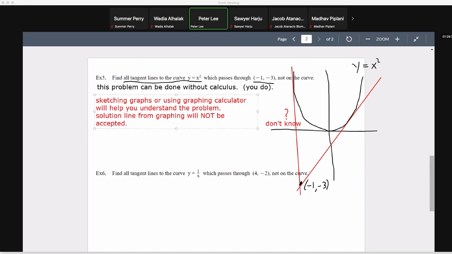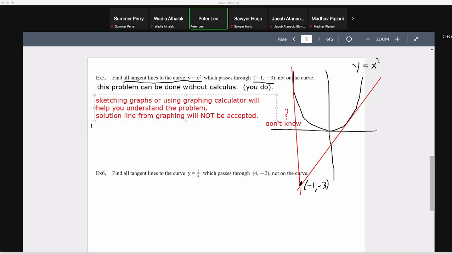The reason why I don't accept that is because even if your calculator is super accurate, it is still an estimate. All graphings are estimates. And so, again, a solution line from graphing will not be accepted. But it can obviously help you. So now the question is, how are we going to answer this question?